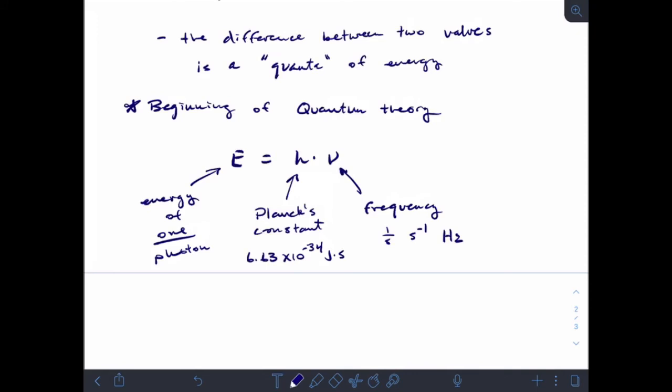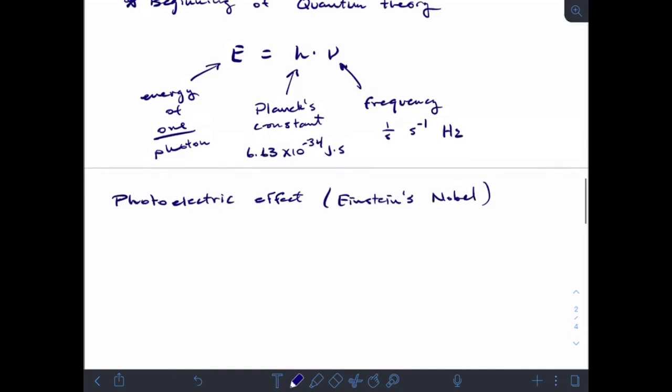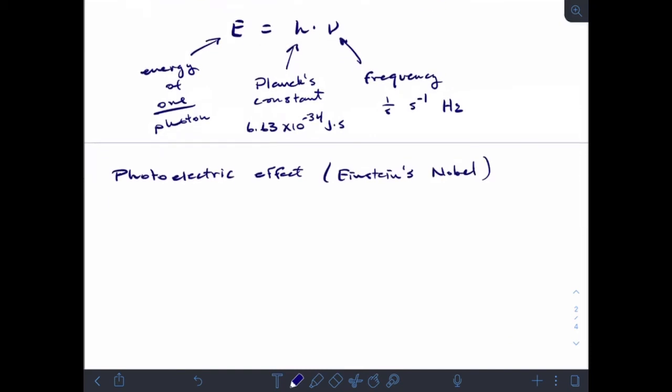Okay, so we have this wonderful equation, and where it comes in handy is to explain a thing called the photoelectric effect. Okay, which is, in fact, where Einstein got his Nobel Prize. Okay, contrary to popular opinion, Einstein never won a Nobel Prize for his work in relativity. His one Nobel Prize was for his work on the photoelectric effect.